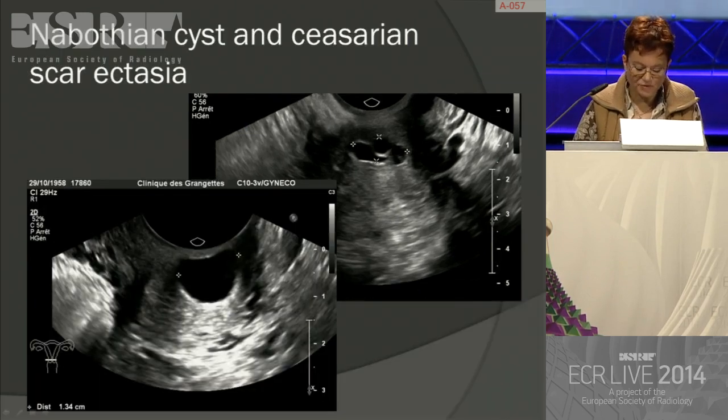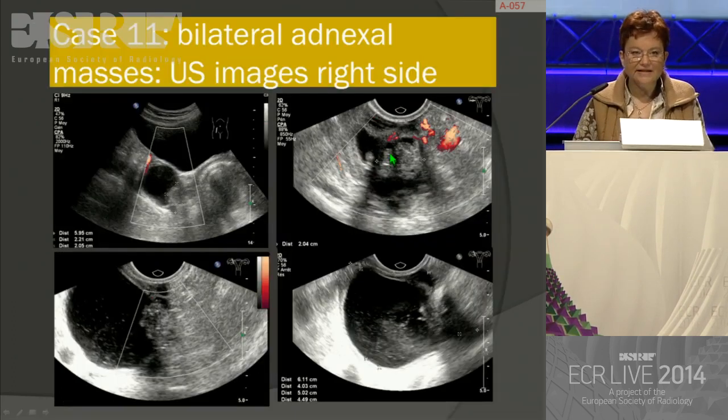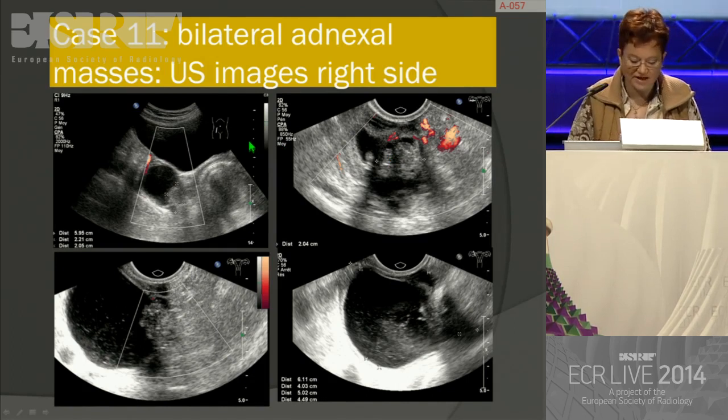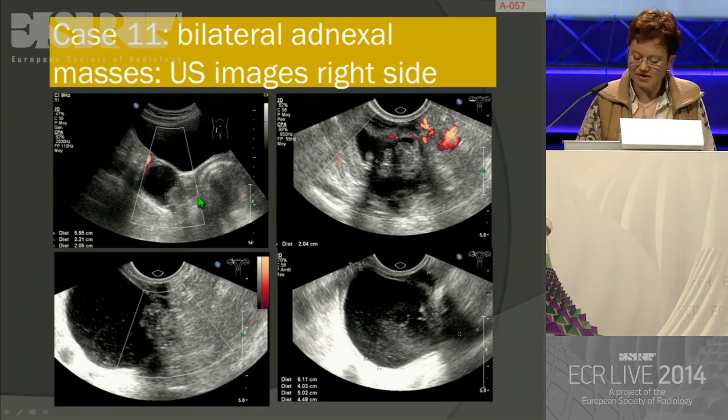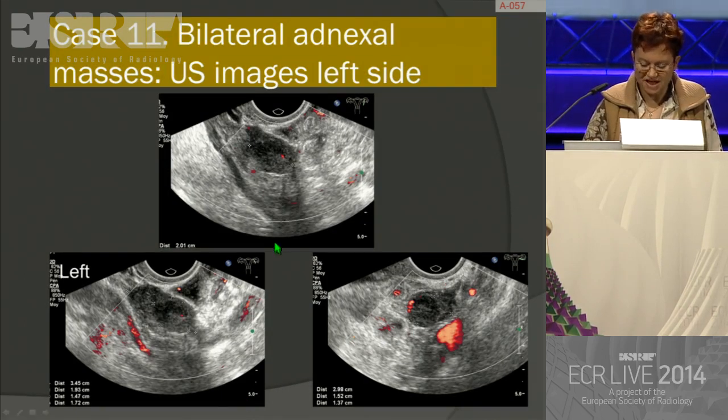Here you have an example of a Nabothian cyst that would be located lower down. And here this is the example of the axial image through this cesarean scar ectasia. Case number 11. We have bilateral adnexal masses, and you can see the ultrasound images of the right side through the abdomen and through the vagina. Now I show you those of the left side through the vagina. Sagittal, axial, more oblique.